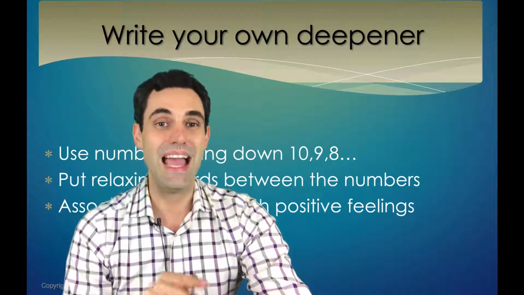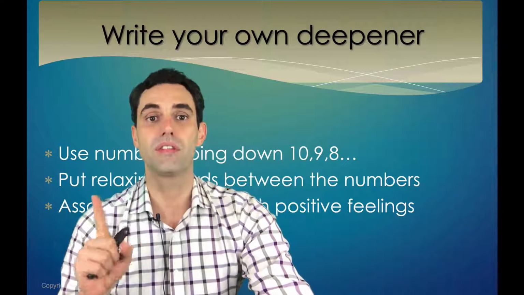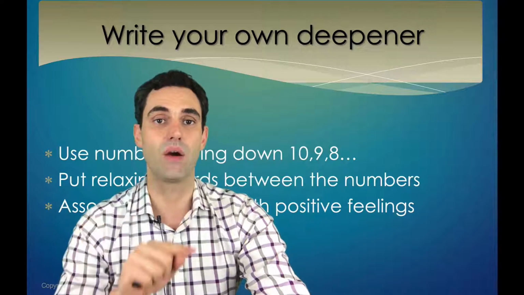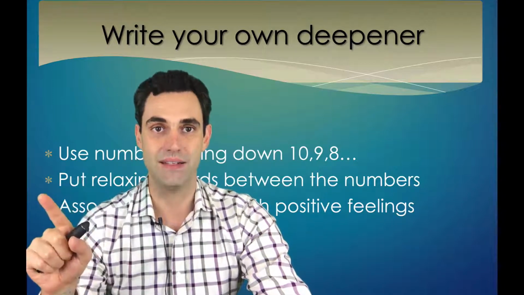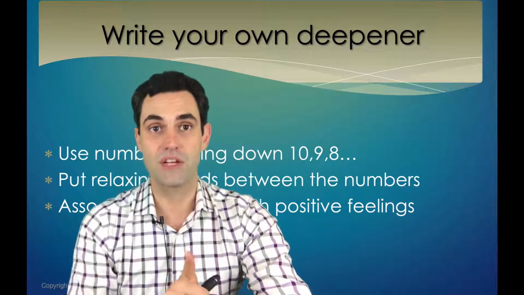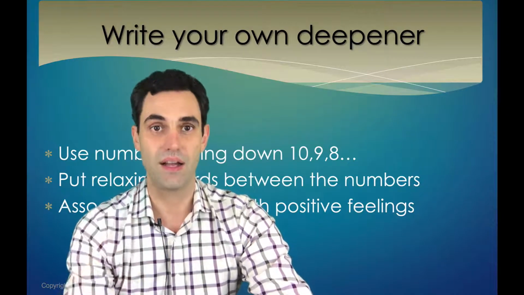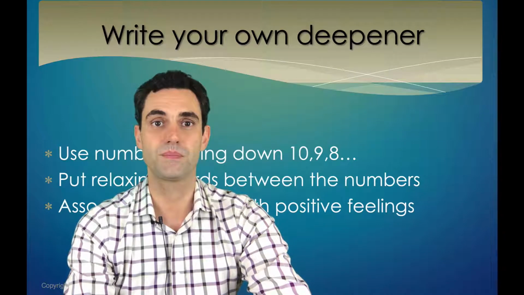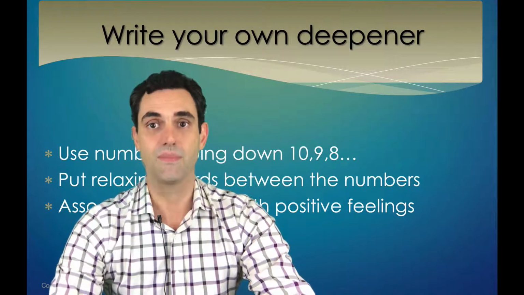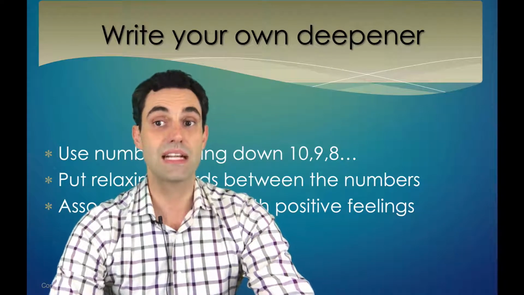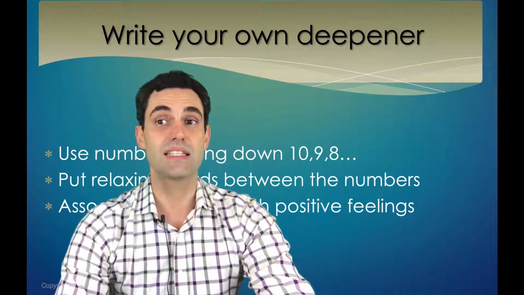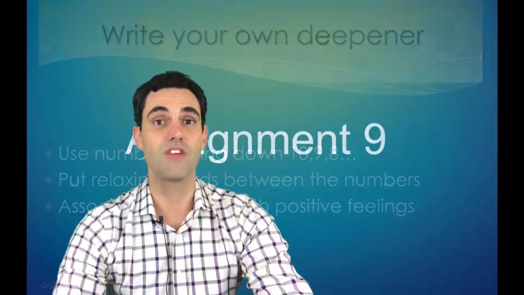And at the end of the session, you can go back up out of trance and count from 1 to 10. So we always go down with a deepener, and when we emerge out of trance, we go up the numbers. So to go down, we use numbers 10, 9, 8, 7, putting relaxing words between the numbers and associating the steps with positive feelings of relaxation.